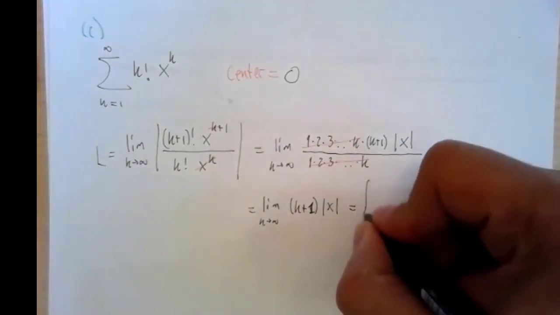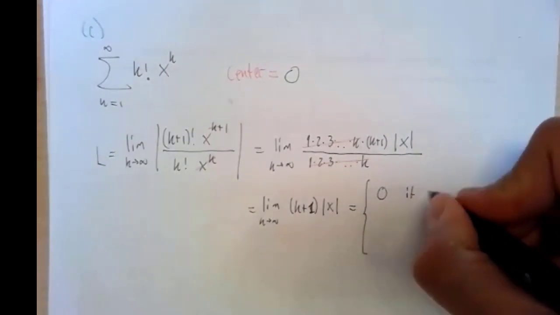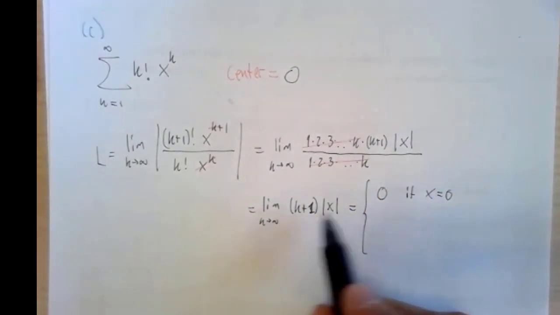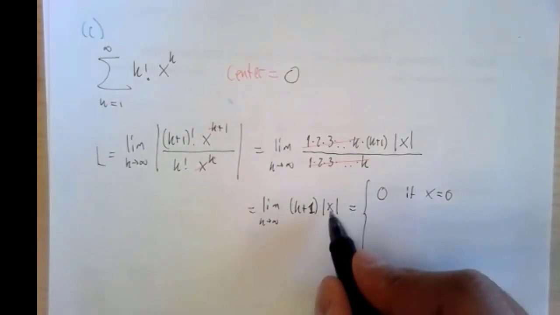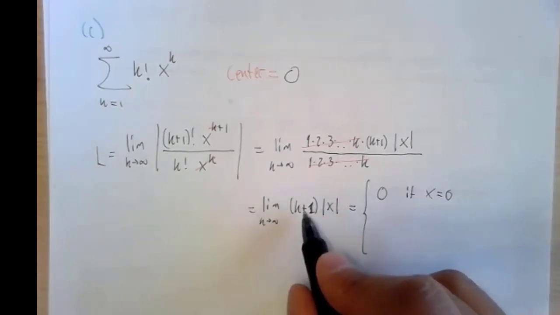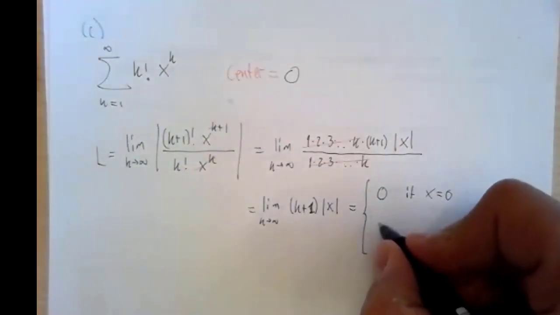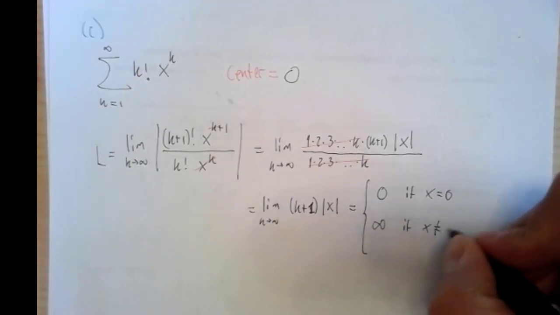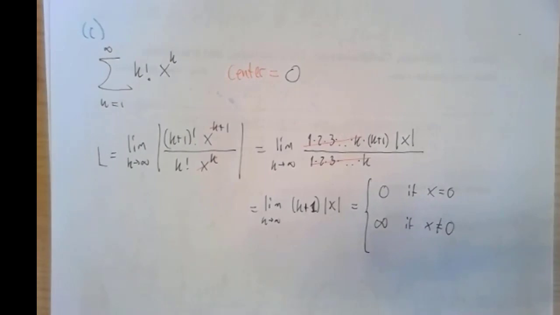So this limit has two distinct possibilities. On the one hand, it is 0 if x is 0. That's kind of clear, right? Because if you plug 0 here, you get 0 times anything, which is 0. So the limit will be 0. But if x is not 0, then you have some positive number and you're multiplying it by something that becomes bigger and bigger and bigger. So this becomes infinity. So it's infinity if x is not equal to 0.